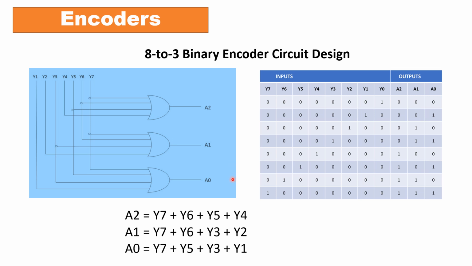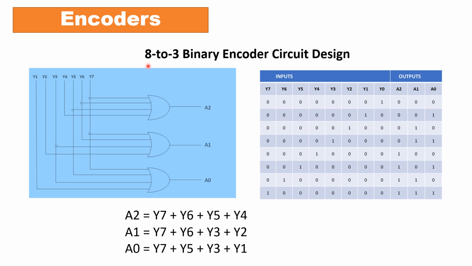If multiple inputs are active simultaneously, the output will reflect the highest priority active input. This means if both Y3 and Y1 are high, the output will correspond to Y3, which is binary 0, 1, 1. The encoder has a priority mechanism. The highest numbered active input takes precedence. If no inputs are active, the output is typically considered undefined or zero in some implementations.